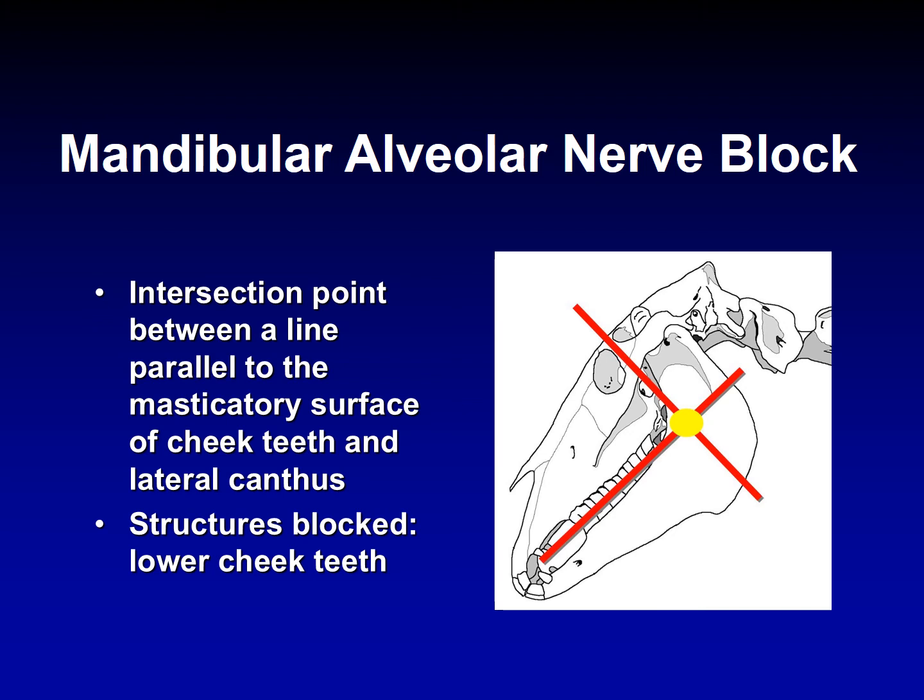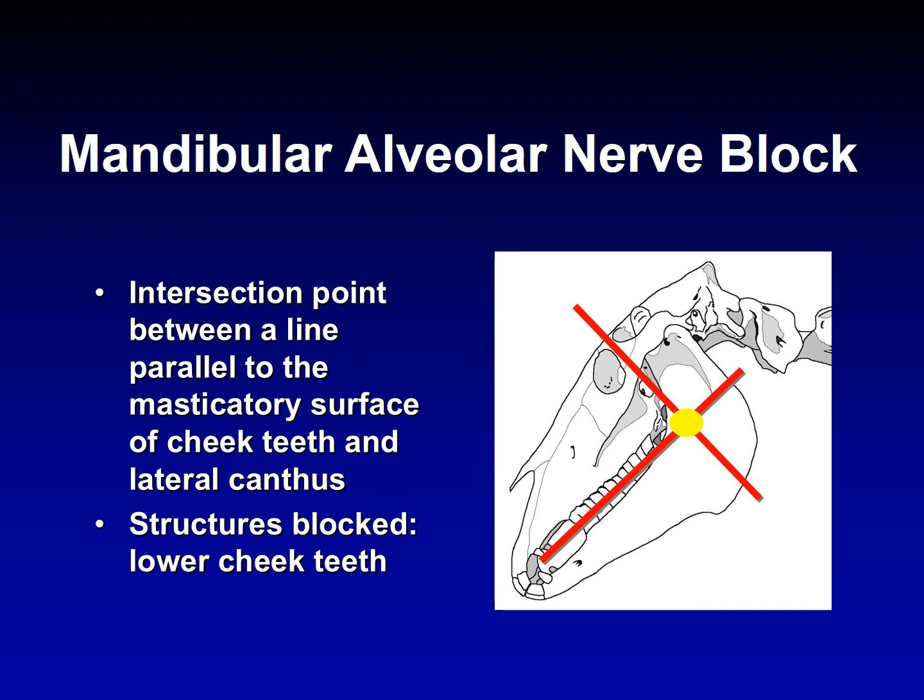You basically draw two lines, and where these two lines intersect is the point where you need to inject. These lines are the masticatory surface of the cheek teeth, the first line, and the other one is caudal to the lateral canthus of the eye. The intersection point between these two lines is where you need to inject from the medial aspect. So it's an intersection point between a line parallel to the masticatory surface of the cheek teeth and the lateral canthus.